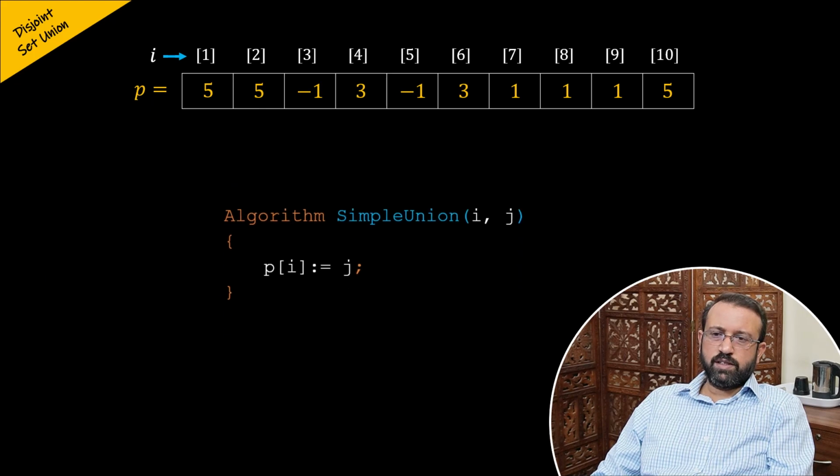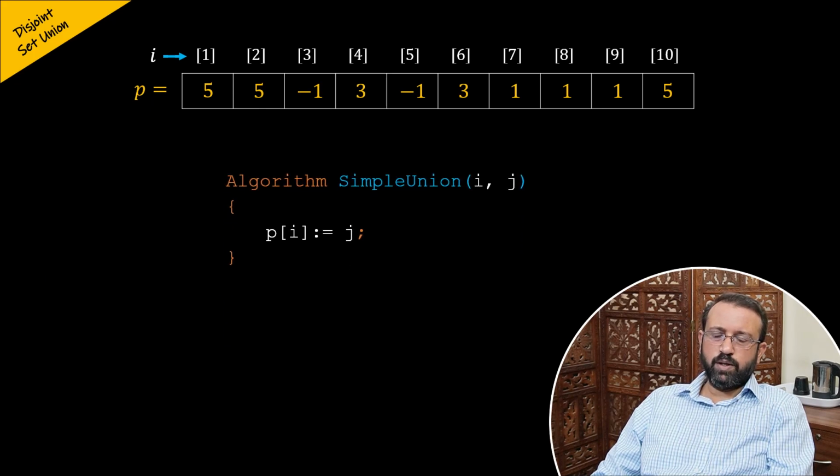Now let us discuss the time complexity of the simple union algorithm. The simple union algorithm is very straightforward. This algorithm contains only a simple primitive statement, which is an assignment statement, and takes constant time. Therefore, the time complexity of the simple union algorithm is O of 1.